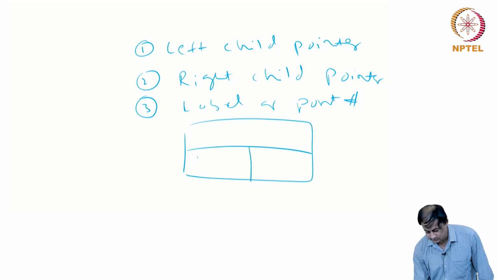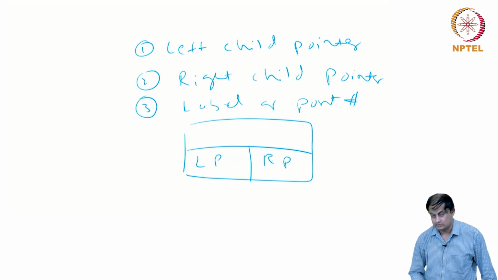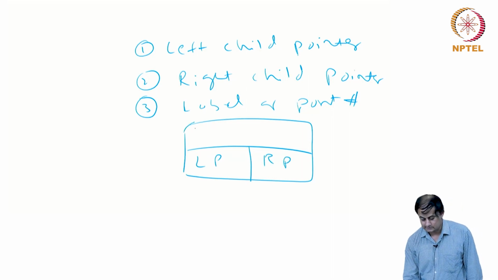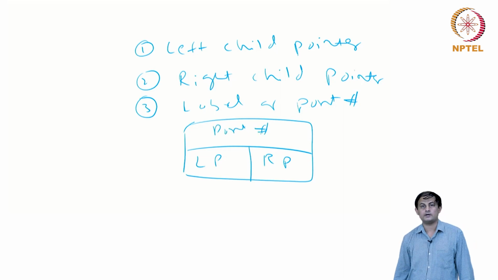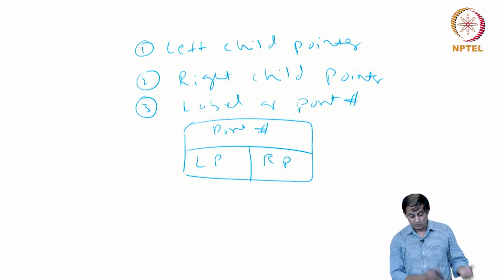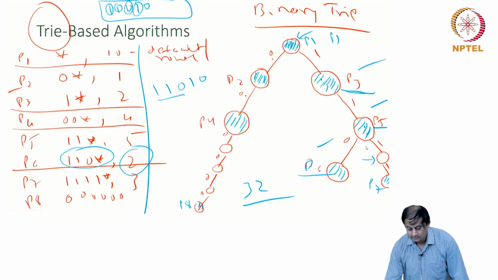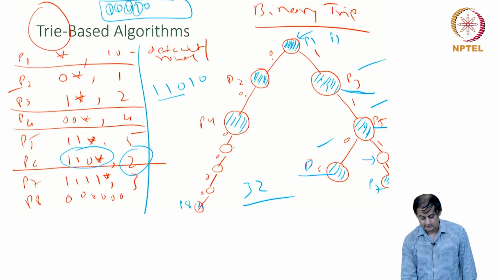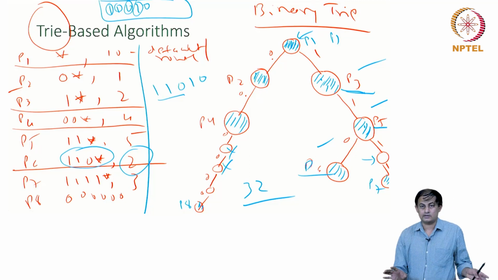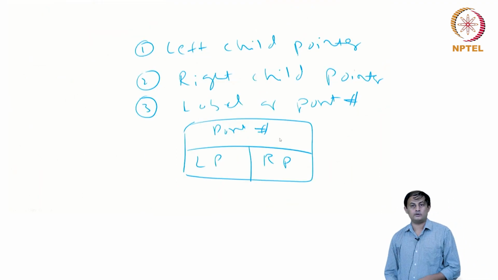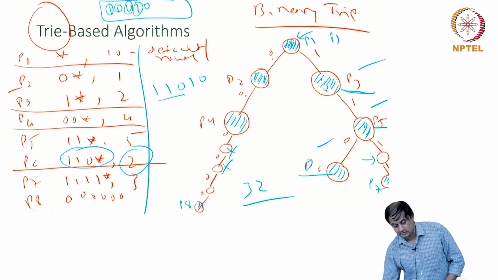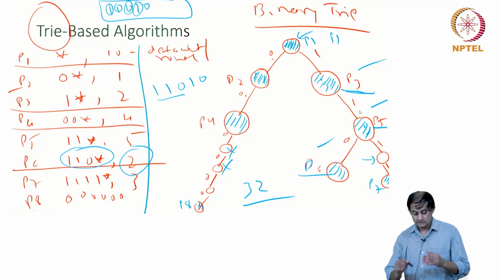I have two pointers, one is the left pointer, one is the right pointer, and the upper portion tells me the port number on which the packet needs to be forwarded, if it is a node with a particular label. Not necessarily every node has one. For example, any node which is not marked, like this node and that node here, need not have this port number information. Only the nodes which represent some prefixes will have this port number information.